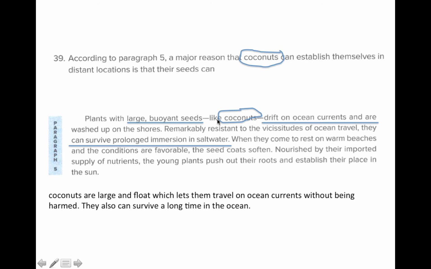Final question for today. According to paragraph 5, a major reason that coconuts can establish themselves in distant locations is that their seeds can... Focus phrase, coconuts here, and seeds. Large, buoyant, which means they can float, seeds. Drift on ocean currents, which means they can travel long distances, including surviving saltwater. So coconuts are large and float, which allows them to travel on ocean currents without being harmed. They can survive a long time in the ocean.